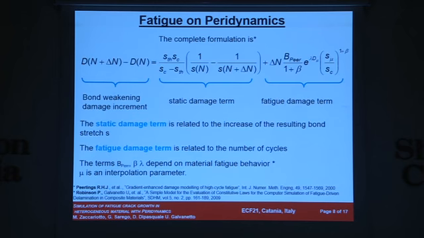Here is the complete formulation, inspired by a work of Irving and Robinson. The last term gives us the fatigue damage rate, in which we can see the delta n number of cycles for each block of load. And there are some parameters, gamma, lambda, and beta. These parameters, as pointed out by Kerlings, depend on the material fatigue behavior.